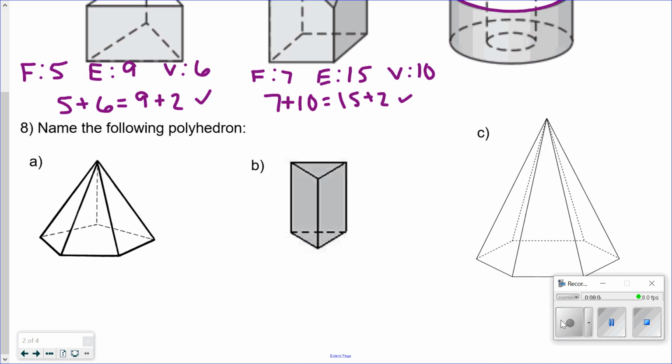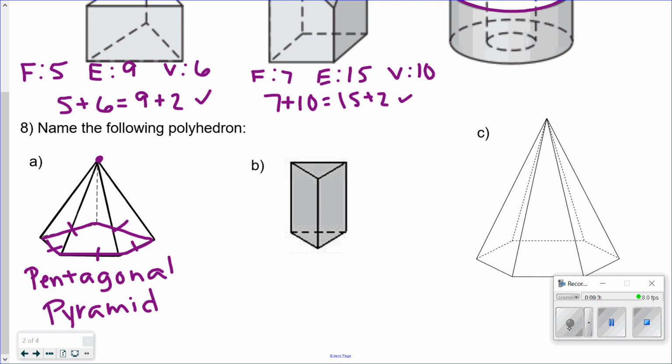Next, we're going to name the following polyhedron. So looking at our base here is how we're going to find out what to call this. So if I look here, I notice that this is 1, 2, 3, 4, 5 sides. So this is a pentagon. I also see that it comes to a point, meaning it's a pyramid. So this is a pentagonal pyramid.